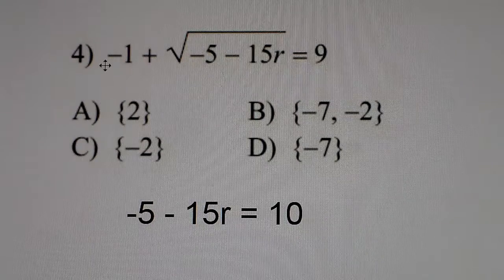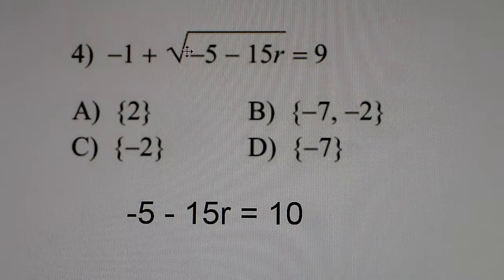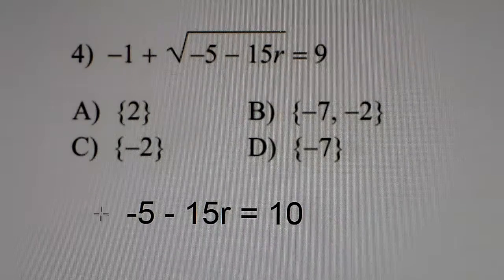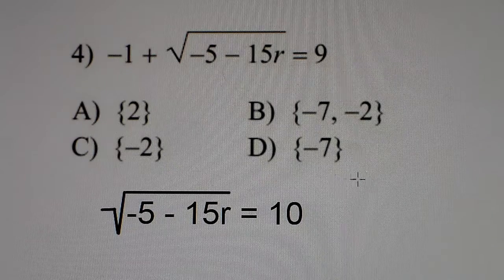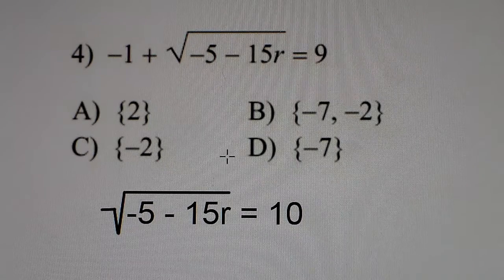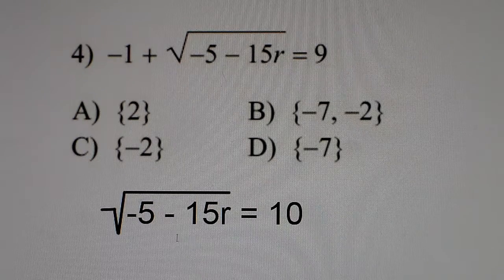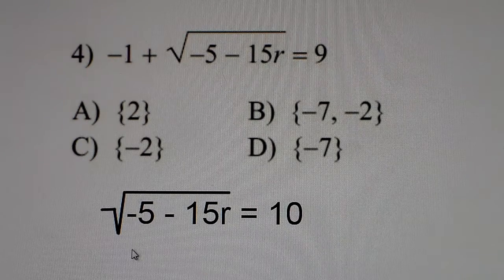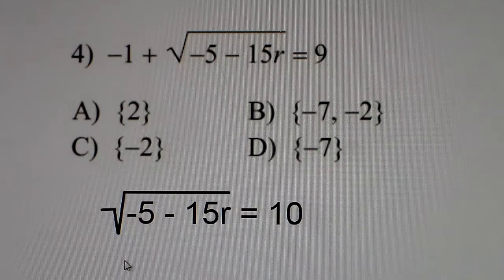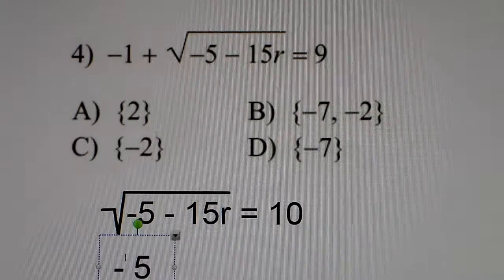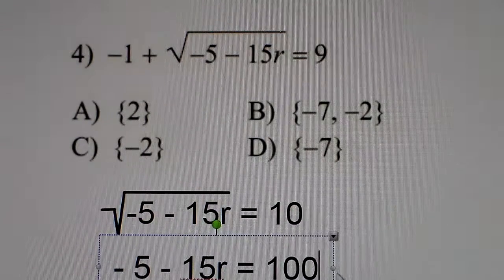The reason is that we added 1 both here and here to get rid of that minus 1 on the outside. Yes, this is a radical, I didn't forget that. To get rid of this radical, we have to square both sides. So when we square both sides, we're going to get negative 5 minus 15r is equal to 100.